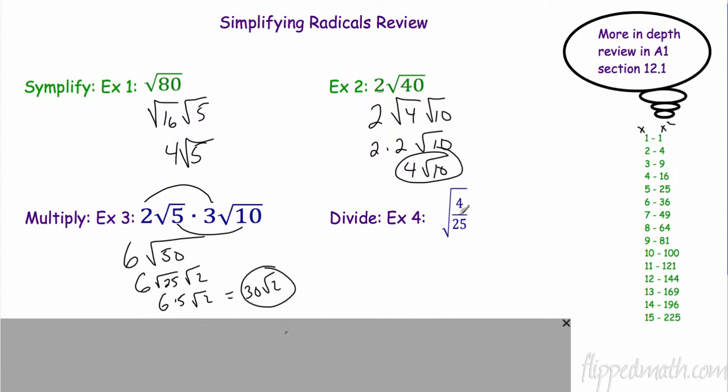When you have a division or a fraction in here, you are allowed to do the same thing I've been doing with multiply. Split them up. And remember, we can't have a radical in the denominator. Since it's a perfect square, that's 5. The square root of 4 is 2.